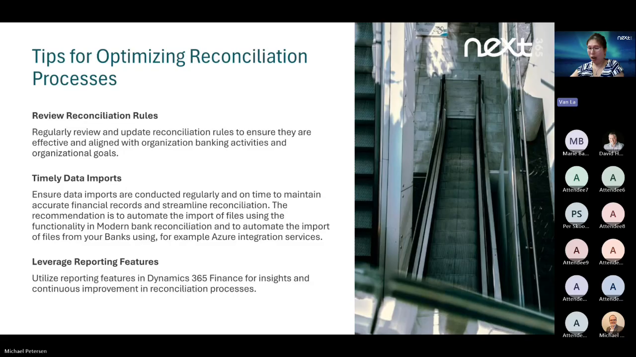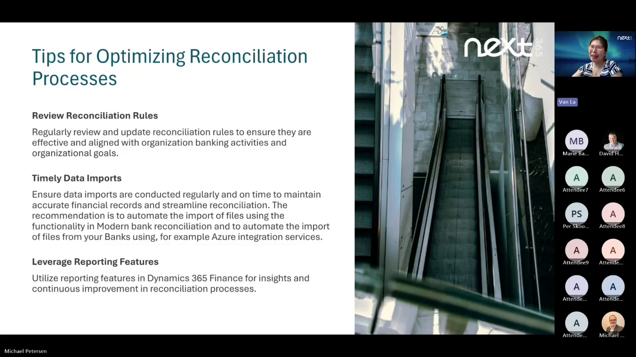Okay, some tips and tricks for optimizing the automation opportunities within modern bank rec. Routinely review the matching rules, right? Is your organization evolving or revolving their banking activities so that you need to refine your existing rules? Are there new opportunities to create new rules to automate some of the new things that you've been doing manually? Routinely and consistently import data into Dynamics 365 to maintain accurate financial records.